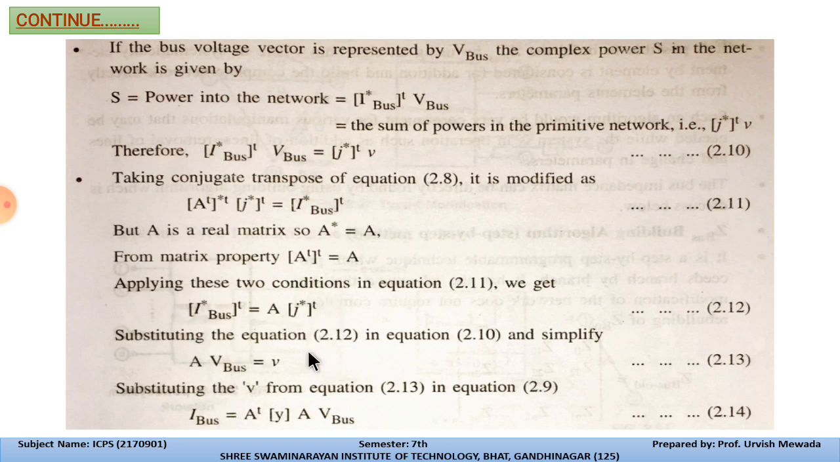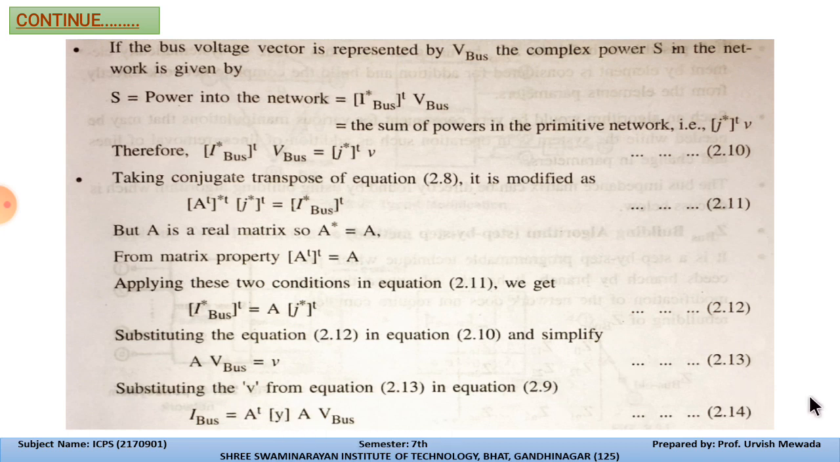Now substituting equation 2.12 in equation 2.10 over here, the value of I transpose, so this will become A V bus is equal to V, because J conjugate transpose will be cancelled out from both sides. So the equation will become A into V bus, meaning bus incidence matrix A into V bus, is equal to V. Now substituting V from equation 2.13 in equation 2.9, the equation will become I bus is equal to A transpose into Y into A into V bus.